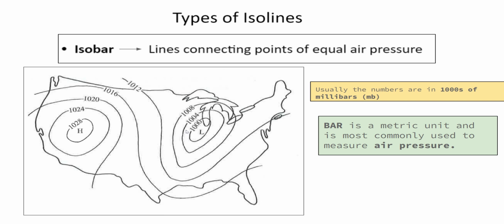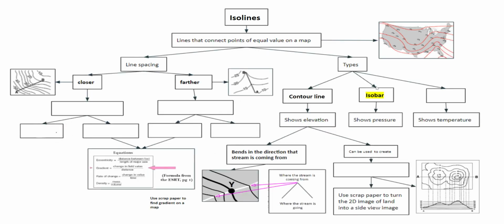When an isoline represents air pressure, we call that an isobar. Bar is a metric unit and is most commonly used to measure air pressure. Go ahead and write this down. Another type of isoline is an isobar, and isobars are lines that show equal areas of air pressure.